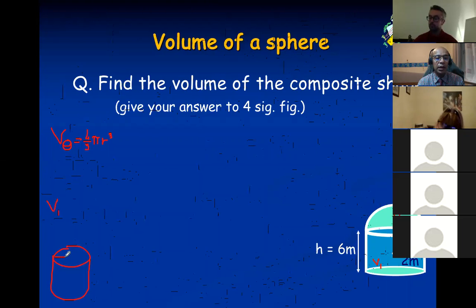So we need to calculate the area of that circle, and we're going to times it by the height. And they've told us the circle has got a diameter of 2 meters and a height of 6. So V1 is pi r squared times 6.